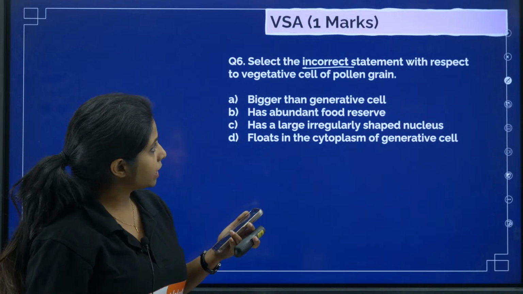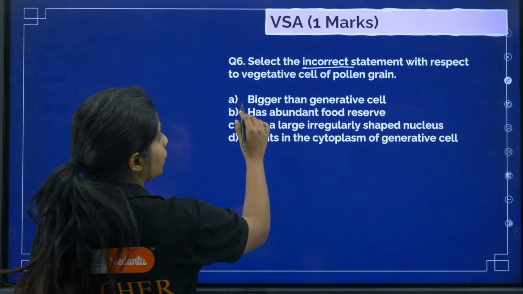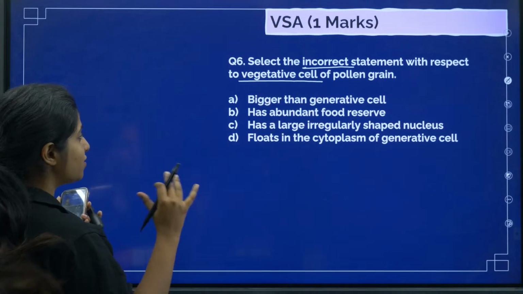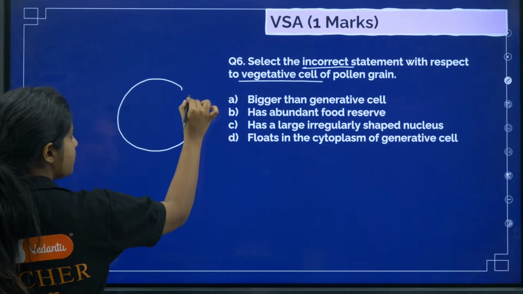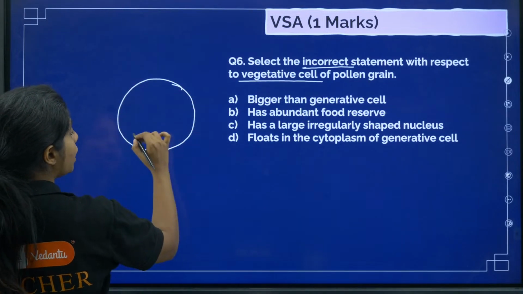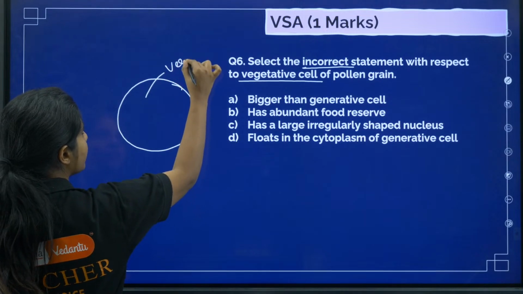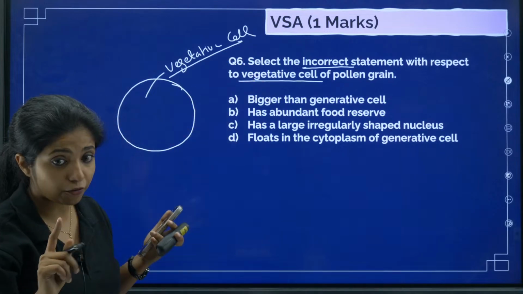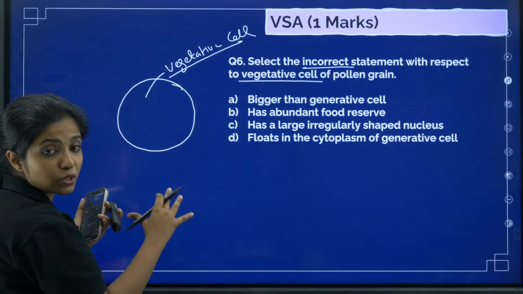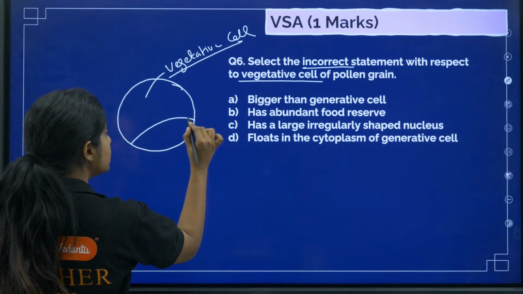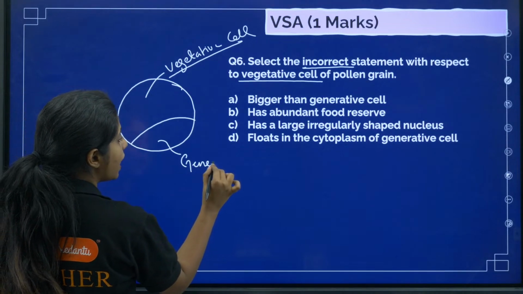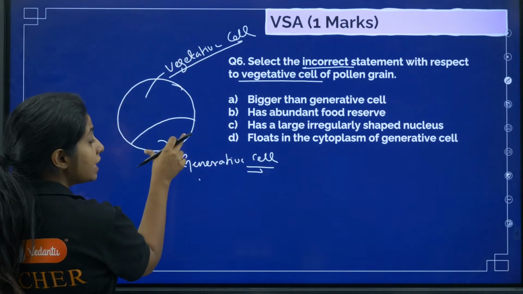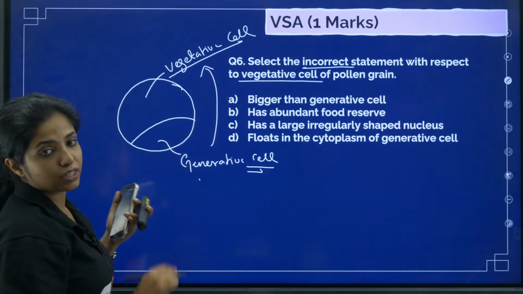Okay. Select the incorrect thing, my dear children. You are asked about the vegetative cell. Now, for those of you who do not know what a vegetative cell is, let me tell you. This is a pollen grain, right? The major part of the pollen grain is known as the vegetative cell. Now, listen to me carefully: inside the cytoplasm of the vegetative cell is another cell floating there. It is known as the generative cell. So the generative cell is in the cytoplasm of the vegetative cell.